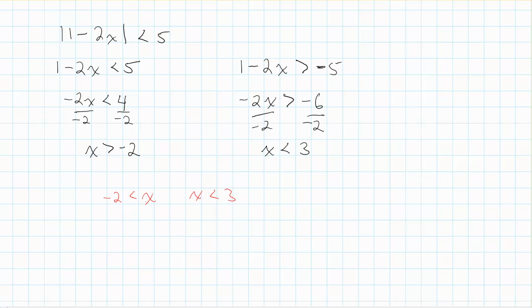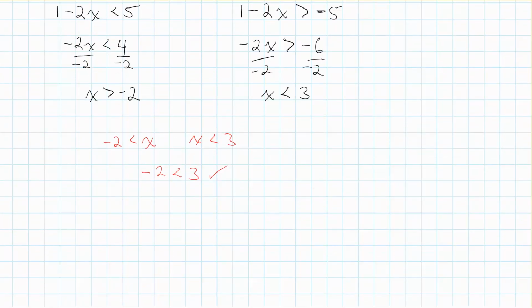We always want to have it so the x's are in the middle, like this, and the arrows are opening to the left. And so we ask ourselves, this would imply, using the transitive property, that negative 2 is less than 3. Well, that's absolutely true. So we can write this as a single long inequality, as negative 2 being less than x being less than 3. And of course you could graph this and also do the interval notation, which I'm going to skip for now.